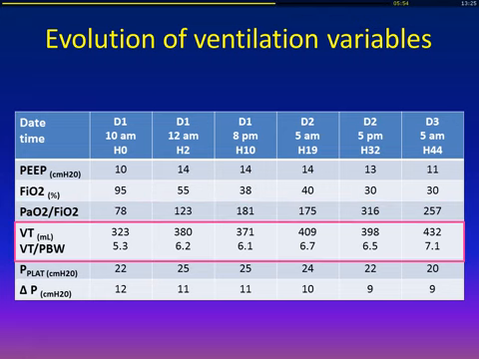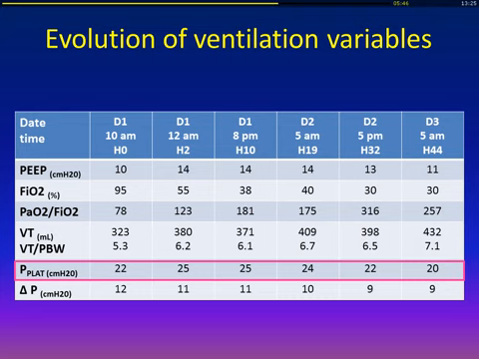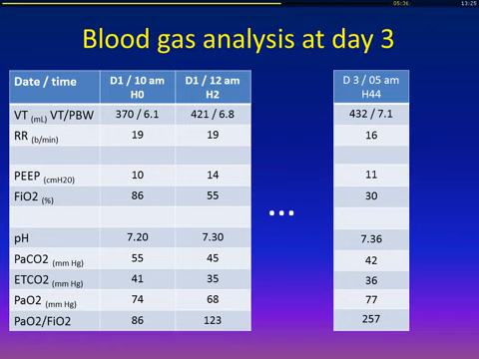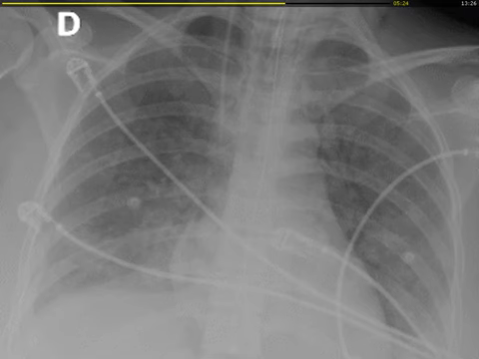The tidal volume on predicted body weight was around 5 on admission and around 6 afterwards. The plateau pressure was always below 25, and the driving pressure, plateau pressure minus total PEEP, was around 10, 11 all along. So after 44 hours, we see a great improvement in the PF ratio that is above 200. So at this point of time, we would stop sedation and let the patient trigger. So this was the chest X-ray at 44 hours.